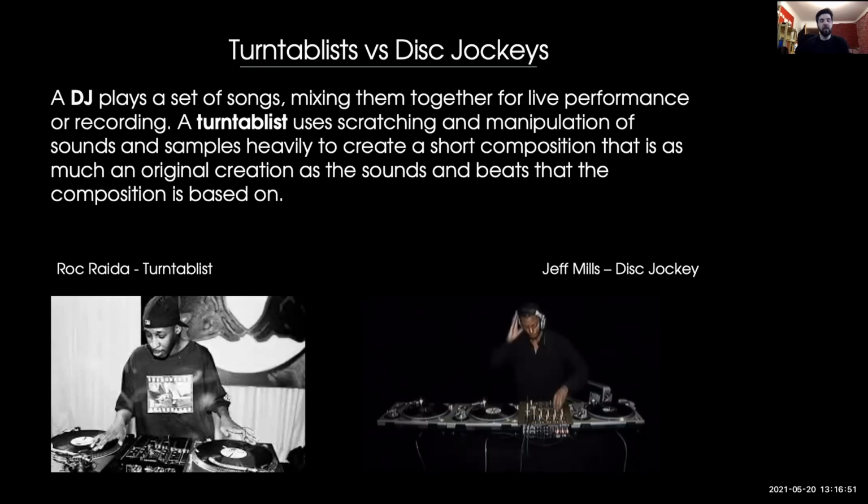Jeff Mills, who's one of the most well-known techno DJs and one of the pioneers of techno music, and Rock Raider, who was a turntablist as part of the Executioners hip-hop crew. So I'll just play a few minutes of Jeff Mills' performance and then Rock Raider's as a means to showcase what is the difference between the two practices.